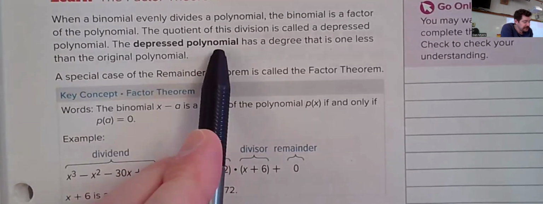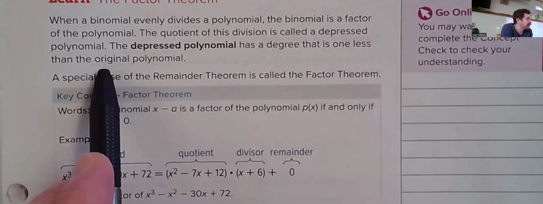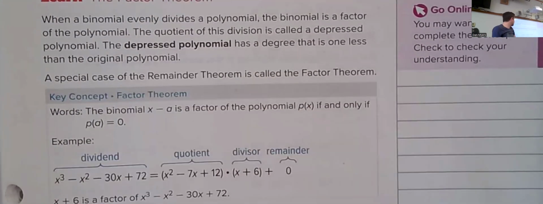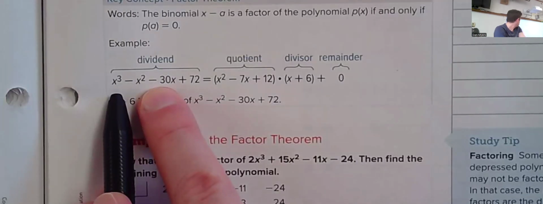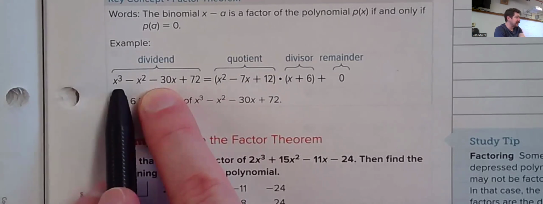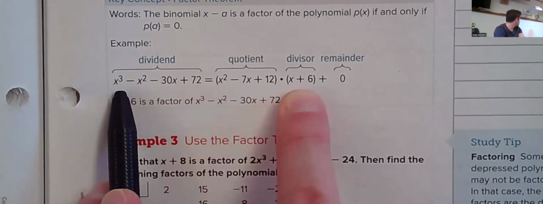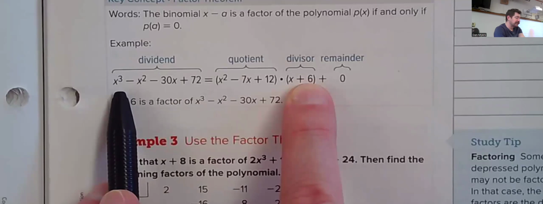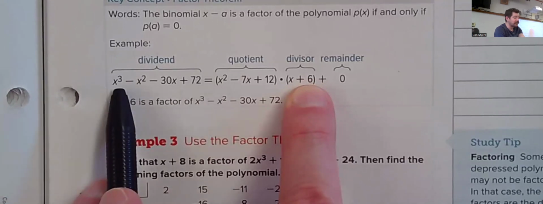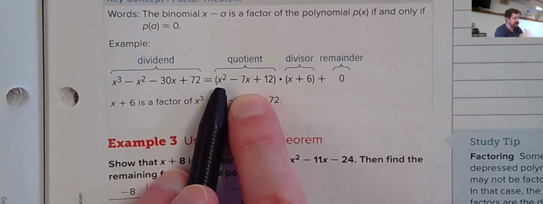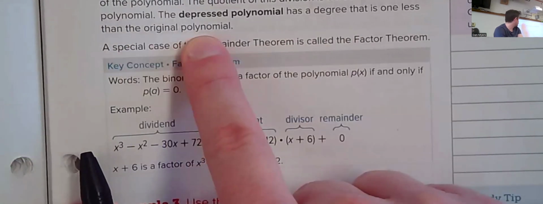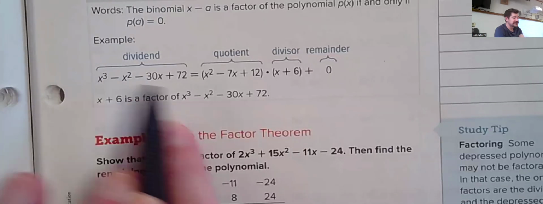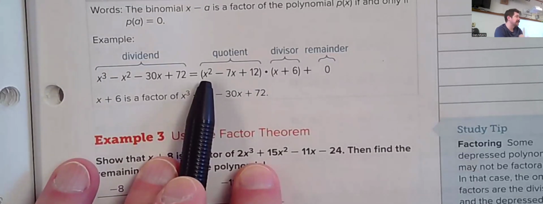And that depressed polynomial has a degree that is 1 less than the original polynomial. That's because you're factoring out a linear binomial. If you factor out a linear binomial from this, that means you're factoring out 1 degree of x, which means this has to be reduced by 1, which would then be a quadratic. So it goes from a cubic to a quadratic. The depressed polynomial has a degree that is 1 less than the original polynomial. So it goes from a degree of 3, and the quotient ends up dropping down to a degree of 2.